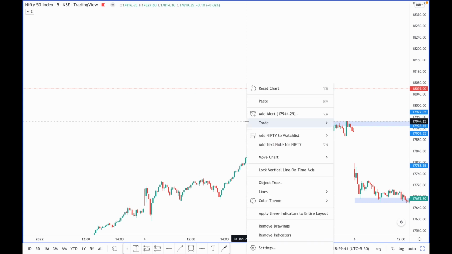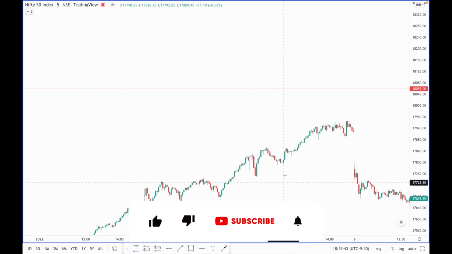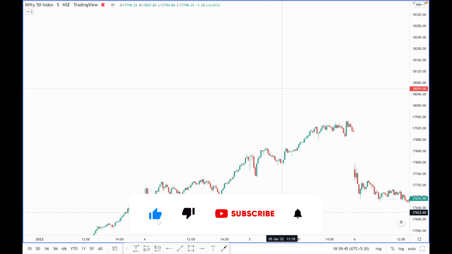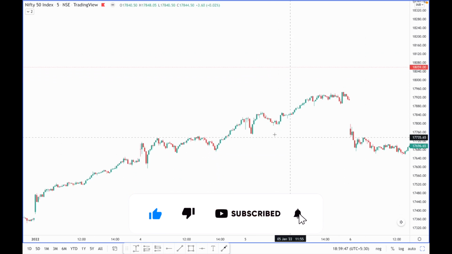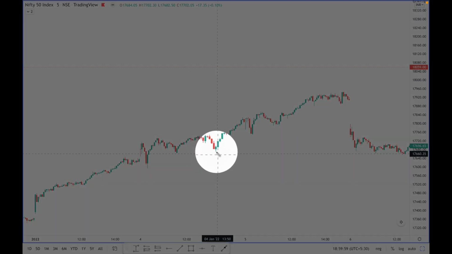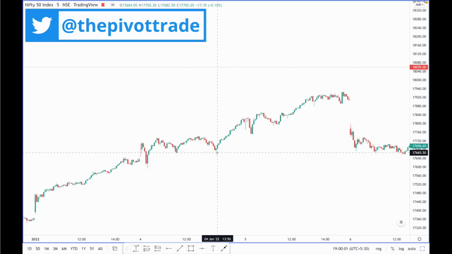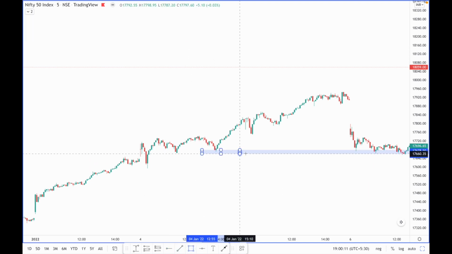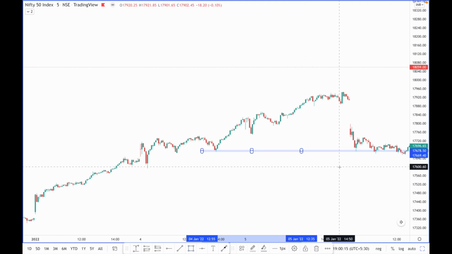What I'm going to do is just remove all these drawings for now, and let's see what important levels we see here. Okay, now see, can you see this wick here? I'll just magnify it for you. See this wick. Now let's see if we see any price action going in the favor of this wick. So you just have to mark, let's say we'll mark a zone here, right? We'll mark a zone here, and all my zones are extended to the right.